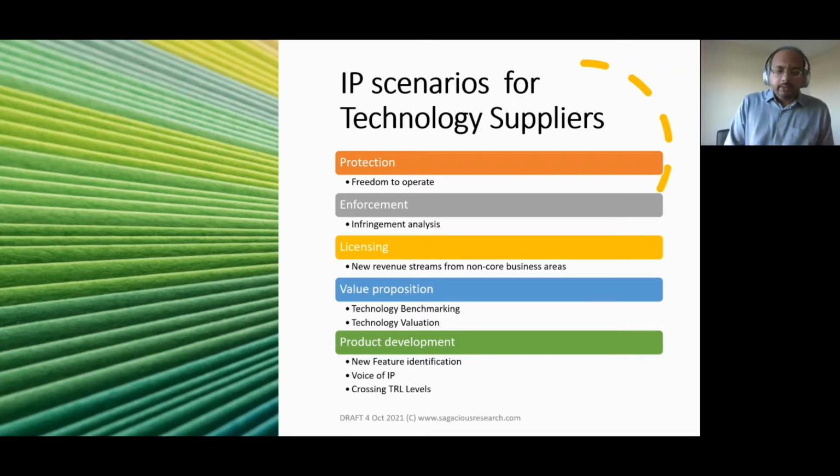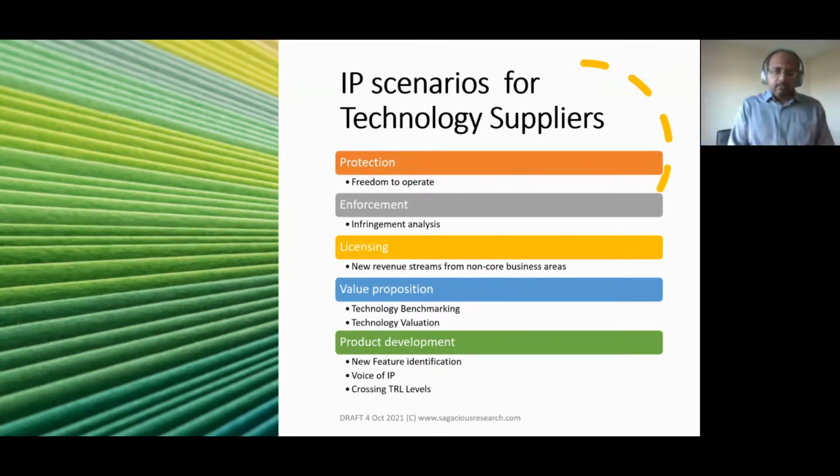And finally, for internal product development as well. You can leverage the patent data to research and identify new features that are being worked upon by, let's say, other companies who are competing in your domain. Like you have the voice of customer, you can also use the voice of IP to guide your product development, and helping you cross the technology readiness levels within the organization for each technology.